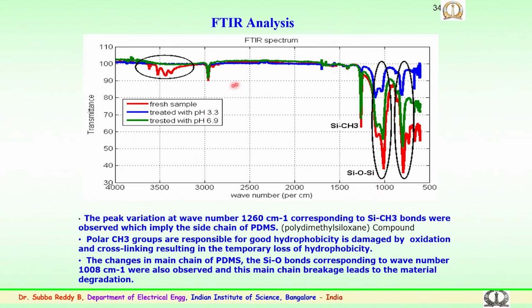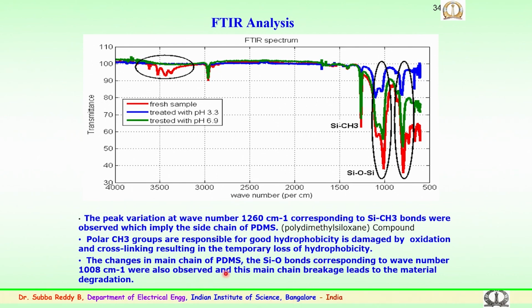So, this gives a very clear indication of the peak variation, particularly at wave number 1260, somewhere here you can see the peak variation. The peak at 1260 corresponds to Si-CH3 bonds which were applied. This implies the presence of the side chain of the PDMS, that is polydimethyl siloxane, in the compound. The polar CH3 groups are responsible for the hydrophobicity. This is damaged by oxidation and cross linking, which results in temporary loss of hydrophobicity.